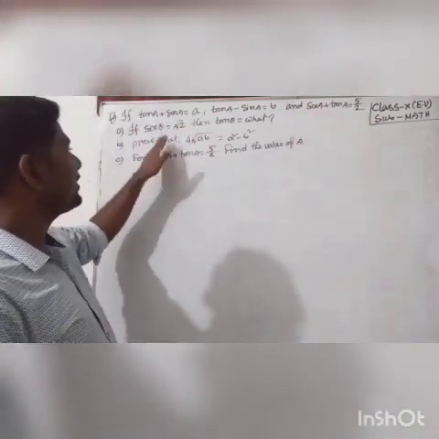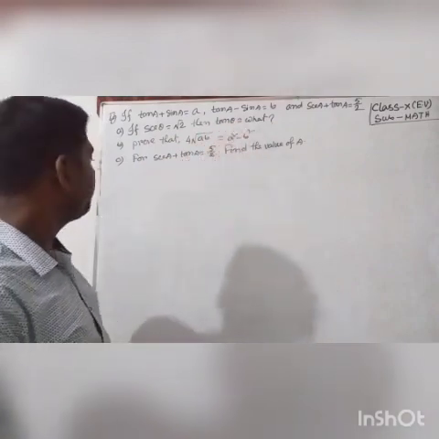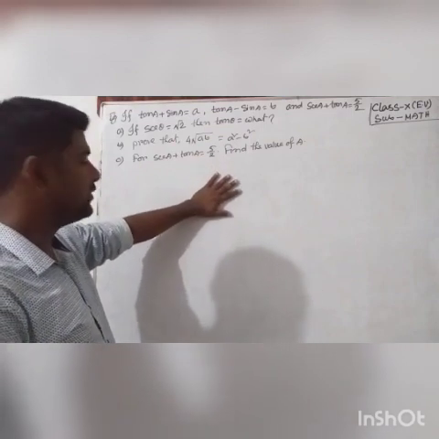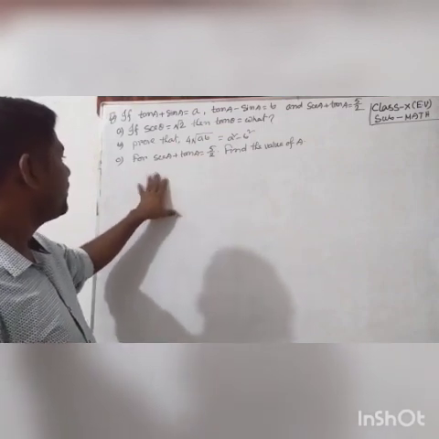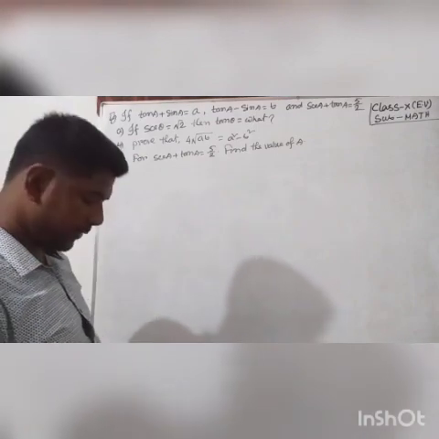Number 8, if sec theta equals root over 2, then what is tan theta? Prove that 4 root over ab equals a square minus b square. For sec a plus tan a equals 5/2, find the value of a.